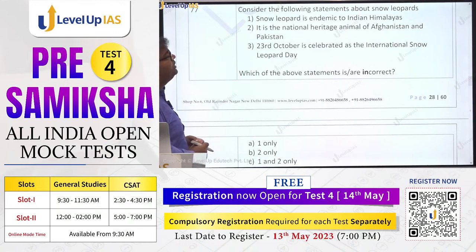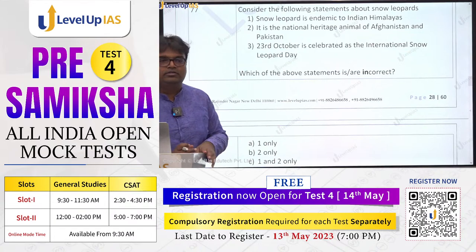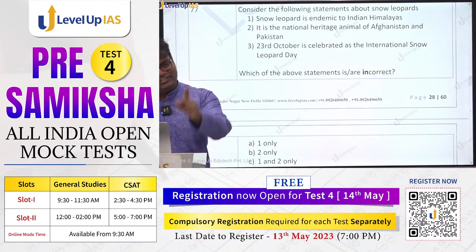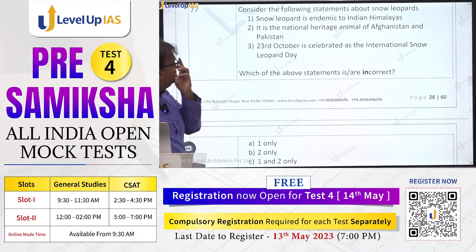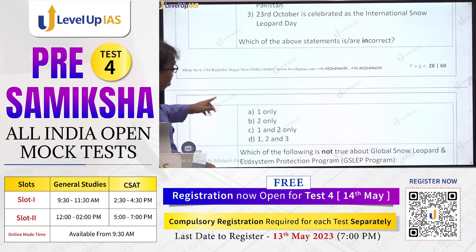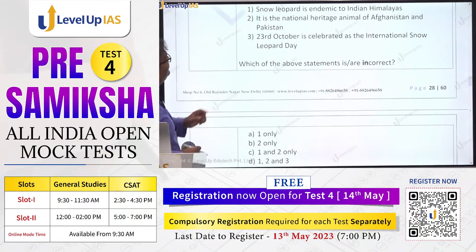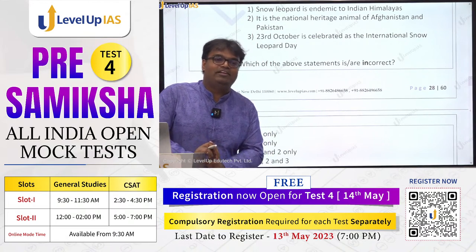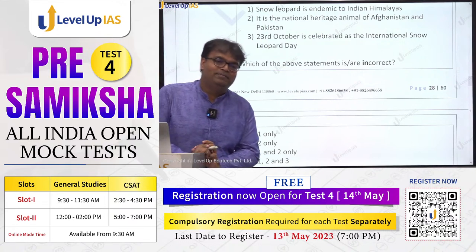Snow leopard. Snow leopard is endemic to the Indian Himalayas. True or false? False. Snow leopards are found in so many countries: Bhutan, Pakistan, Central Asia. We just studied that just as tigers were found in Southeast Asia, snow leopards are found on this side. One is wrong. The question asks for the incorrect one, so the answer is done. It is the national heritage animal of Afghanistan and Pakistan. Is it true? Yes. Which is India's heritage animal? Elephant. National animal? Tiger.